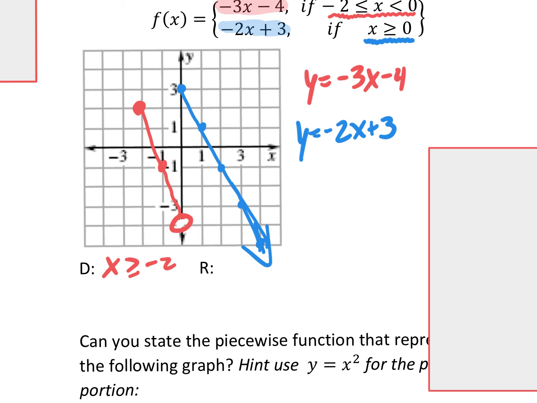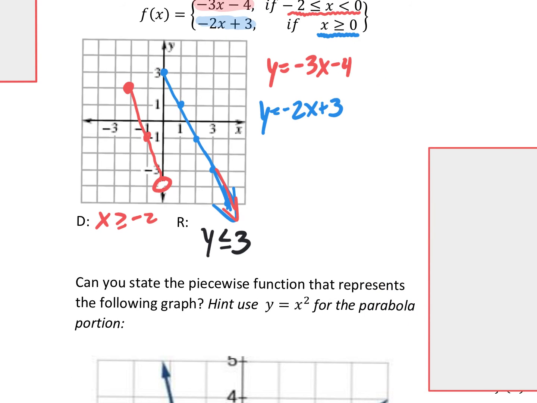Good. So now for the range. The range are your y values. It's up and down. If you see an arrow going up forever and down forever, then you would say y equals all real numbers, right? But obviously we don't see up and down forever. We see an endpoint way up there and an arrow going down. So what do we say our range is in terms of y? Y is less than or equal to 3. There you go. Not bad, huh? That is a piecewise function.